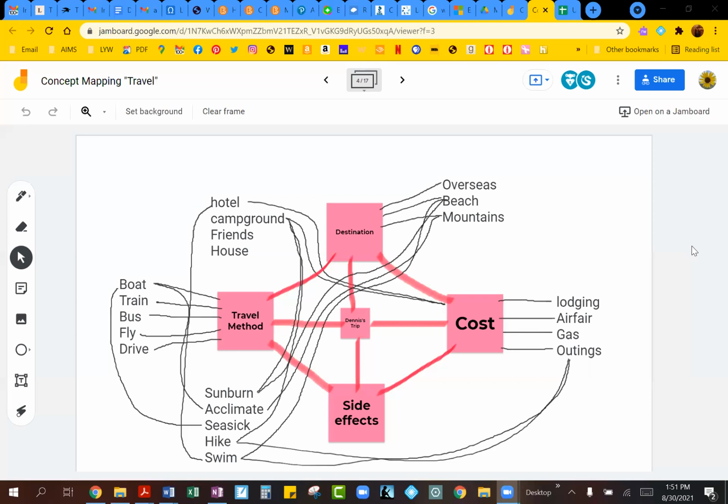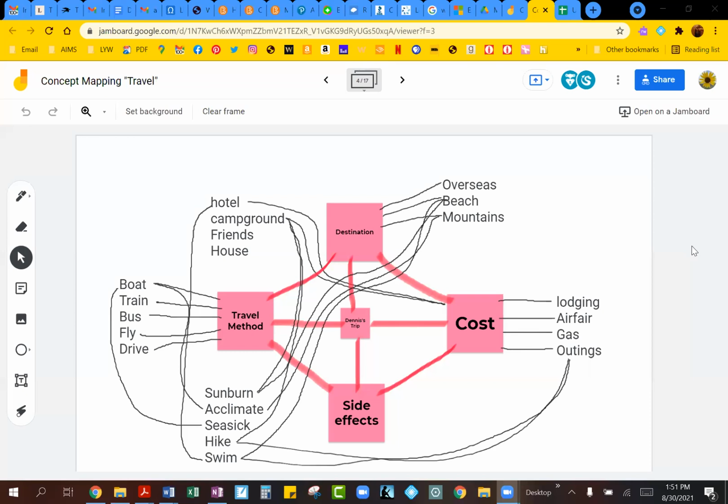With the travel method, you of course got boat, train, bus, if you're going to fly, drive. And then destination looks like he's broken it down by overseas, beach, or mountains. Not sure, Dennis, if you meant to include hotel, campground, friends, and house in your destination, because I'm not seeing any arrows coming out of the destination to those.